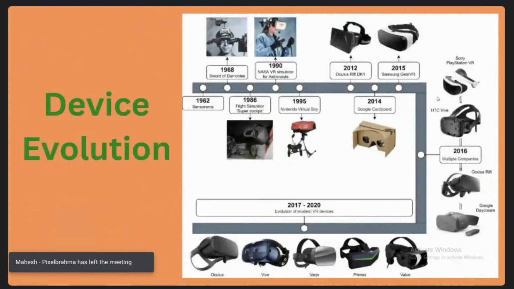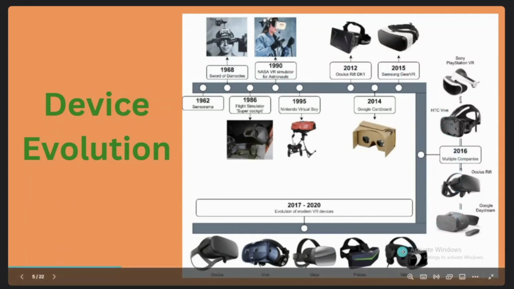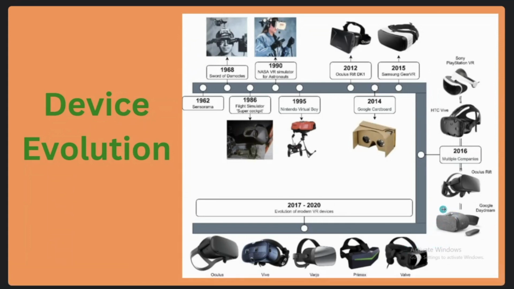So these are some device evolutions. The first device was the Sword of Damocles, which was very heavy to use. As time progressed, devices got smaller and smaller, and now we have Apple AR and VR devices, and Google's too. Those are very sophisticated devices used to produce the immersive experience, which is the main thing in augmented reality. We will understand what an immersive experience is in upcoming slides.